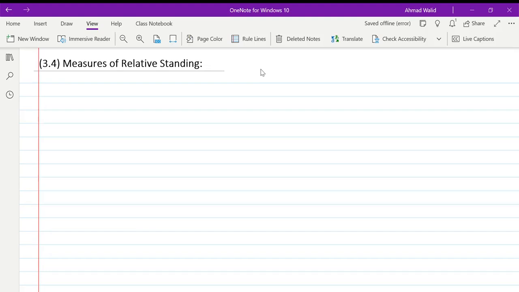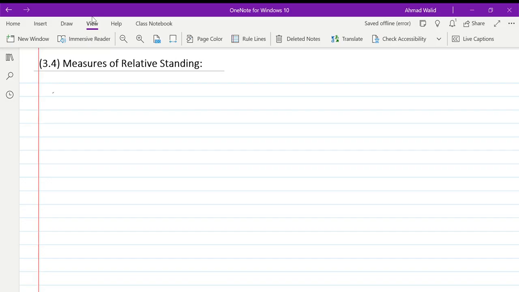Hello all, let's start section 3.4. In 3.4 I will cover measures of relative standing. What does relative standing mean? First I'll put the definition for you.